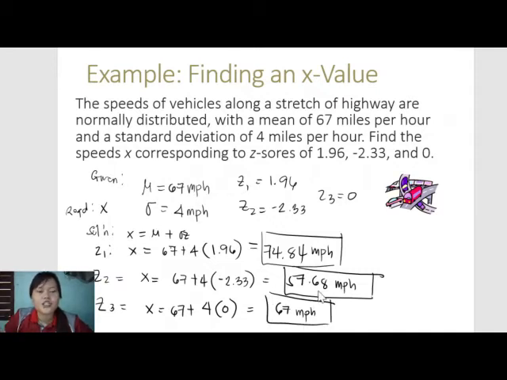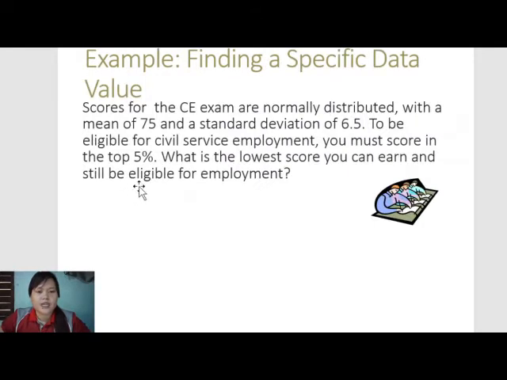Okay, so these are the speeds with the corresponding z-scores. 1.96, negative 2.33, and 0. Next, scores for CE exam are normally distributed with a mean of 75 and standard deviation of 6.5. To be eligible to civil service employment, you must score in the top 5%. Okay, what is the lowest score you can earn and still be eligible for employment?